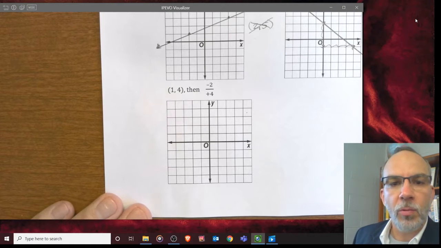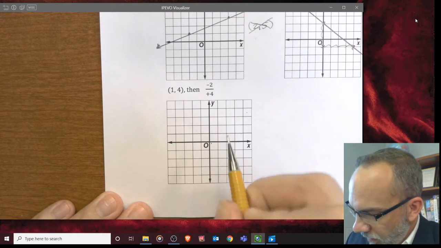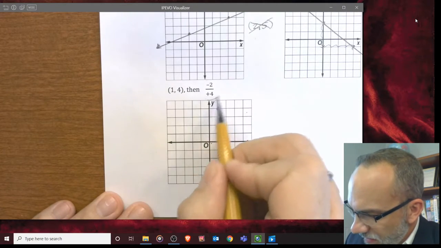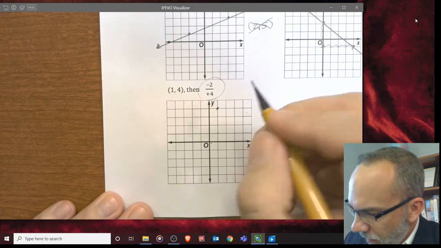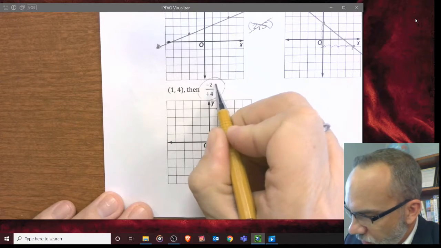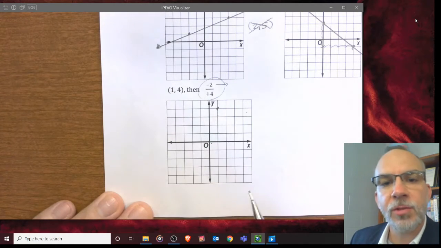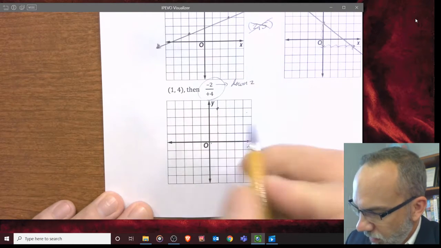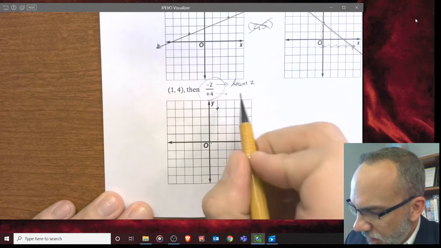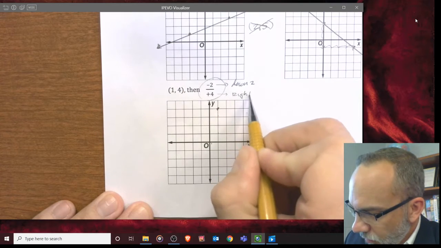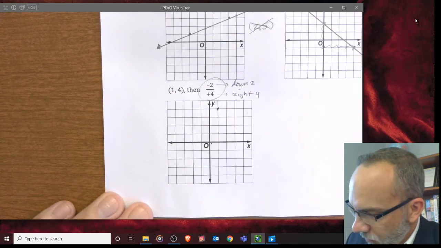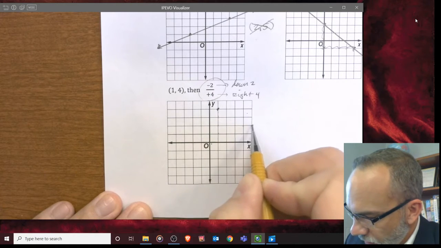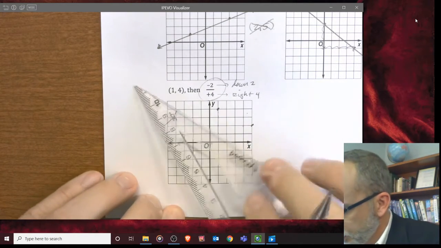So plot the point (1, 4). So 1 to the right and then 4: 1, 2, 3, 4 right there. And then what is this? This is like some kind of a fraction. Remember, it's the change in the y first. So this change right here means -2 for the y. What does that mean? That means down 2. And then what does this change on the x mean right here? Right 4. So now down 2, 1, 2, and then right 1, 2, 3, 4. Look, I'm almost off the edge of the paper, but there's my point.